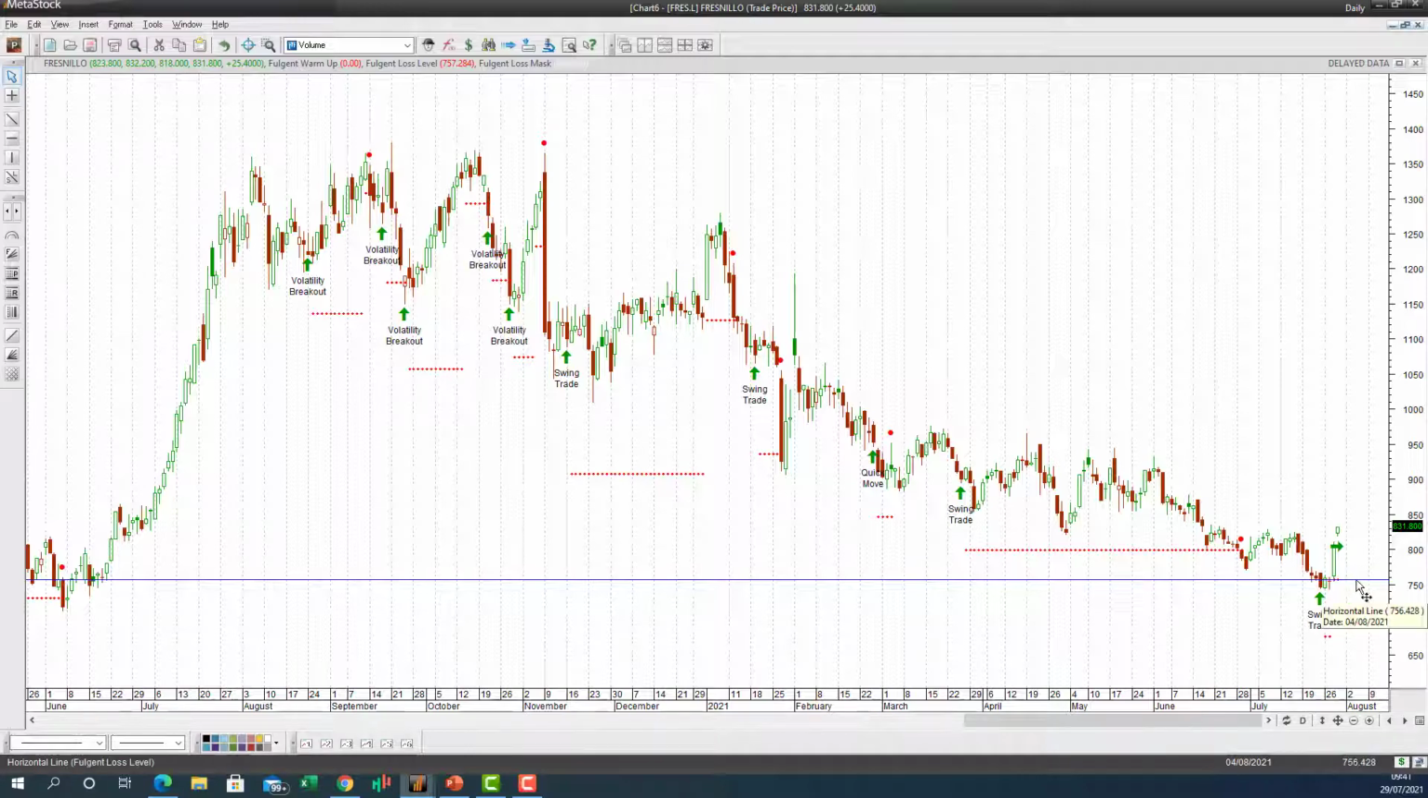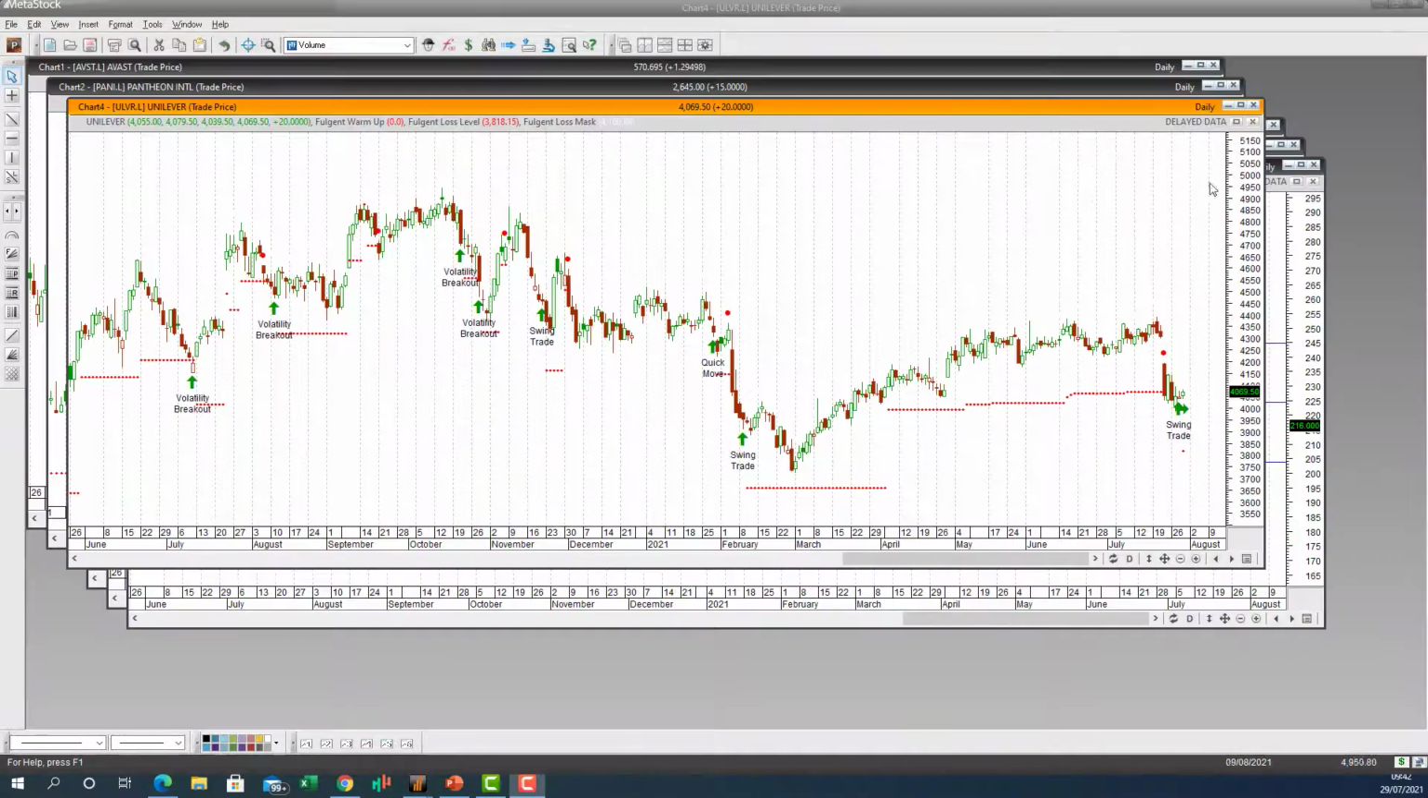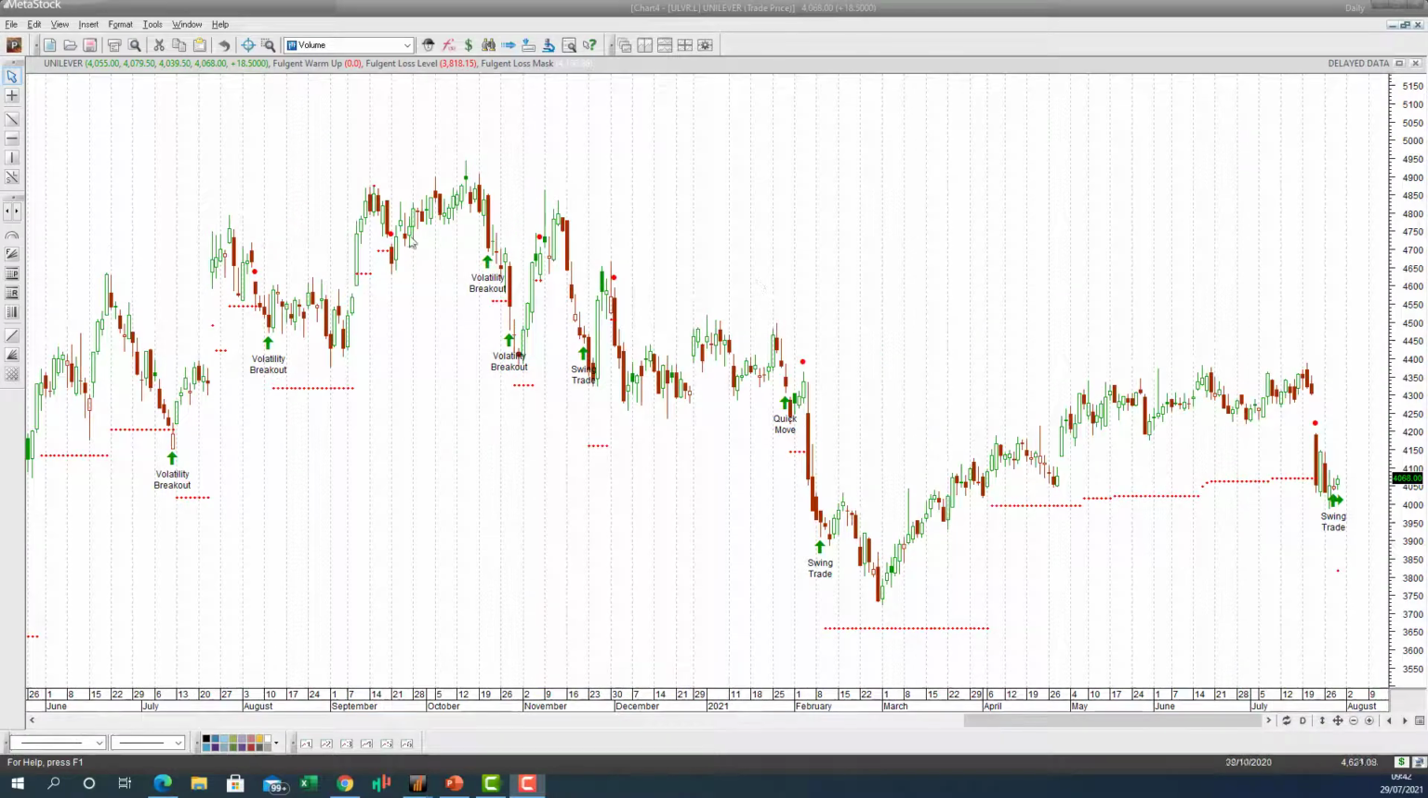And the trailing stop loss now is 756.81, and then the upside profit targets would be this cluster of old highs there. That would be a key resistance level to look for profit taking. See what the price action will be like in and around these levels. Next up is Unilever.